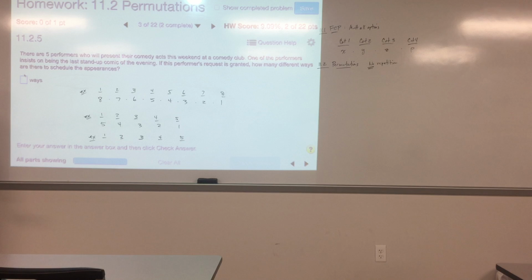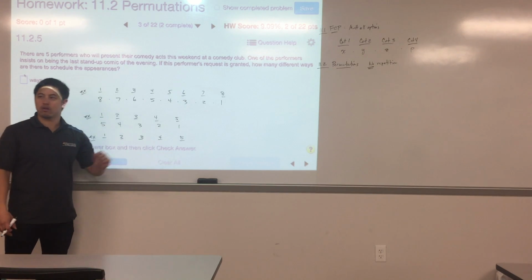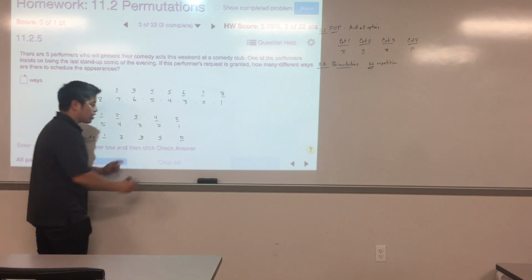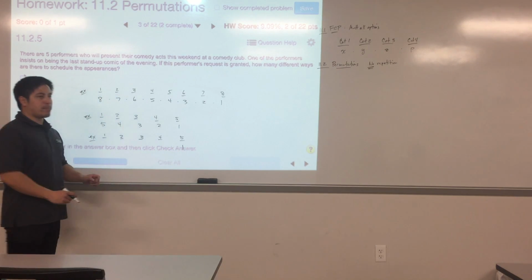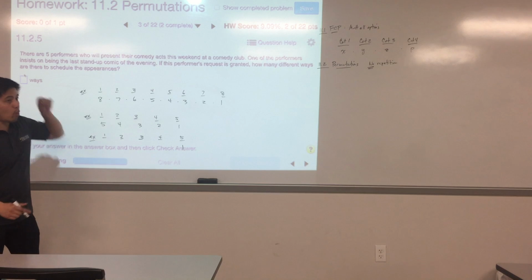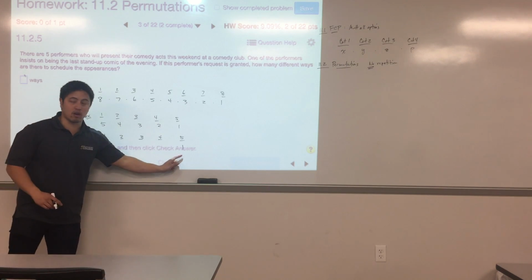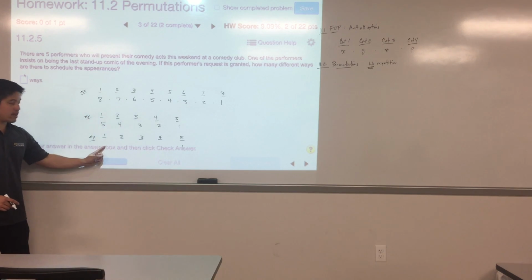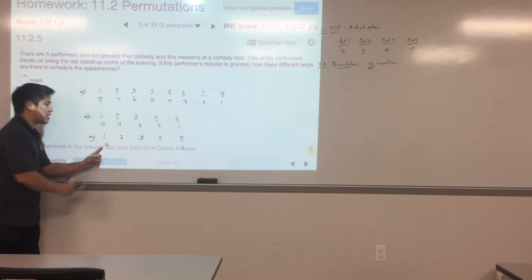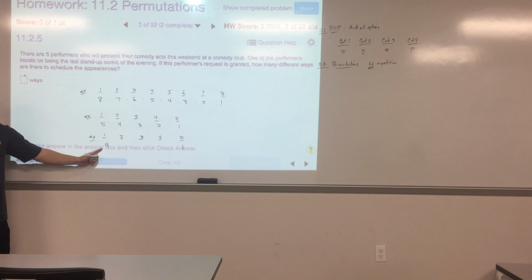Stop right there. What does that tell us immediately about this spot right here? You only have 1 choice. You have 1 choice for sure. But because, without a doubt, one of them has to go there, what does that say about this? There's only 4 choices here now. Does that make sense, guys?